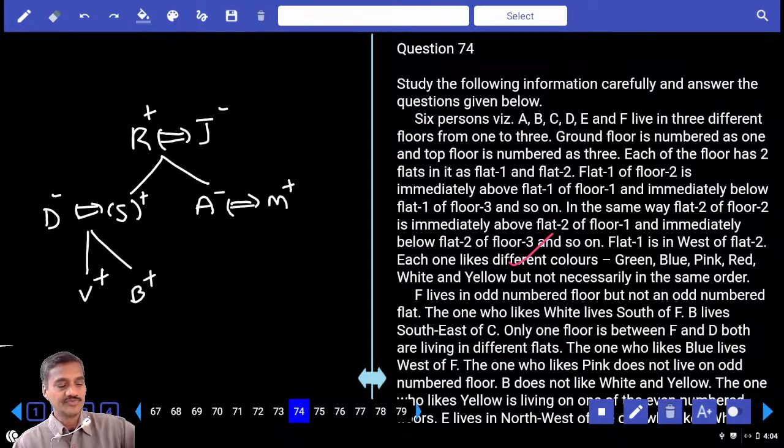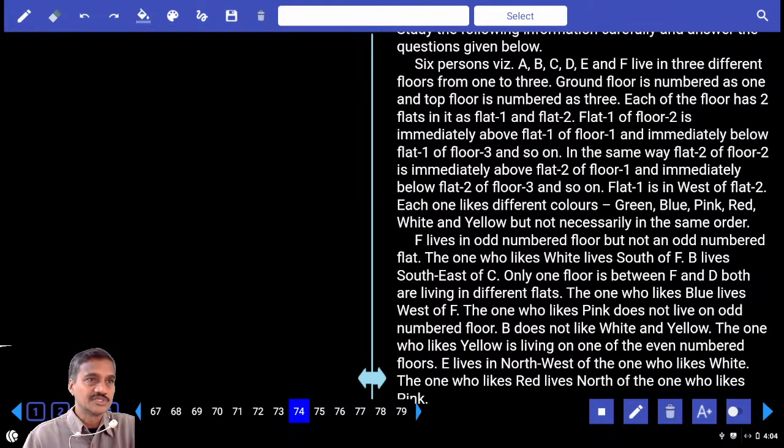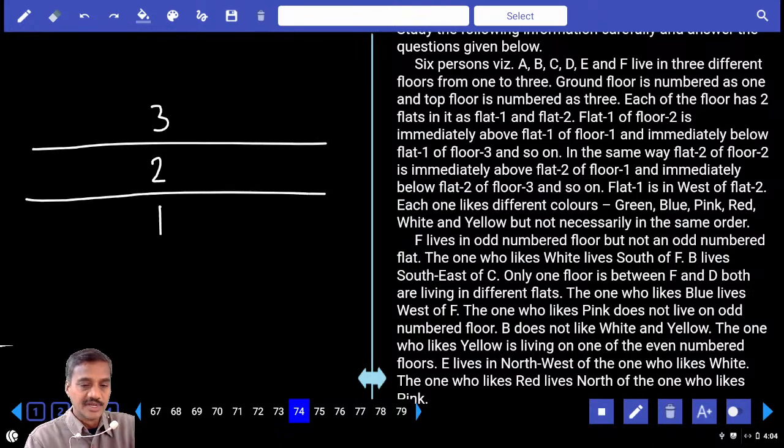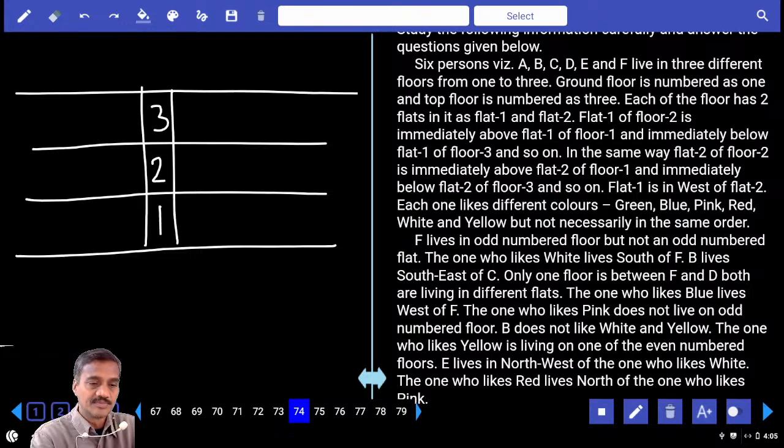The next one, 74 to 78. Now here in this one, some floors were given, multiple floors and multiple flats, and only 6 persons were there. Now these 6 persons are staying in 3 different floors, and each floor has exactly 2 flats, and 1 parameter is also added to this one. Hence, now tell me, does it come under the first or the second priority?